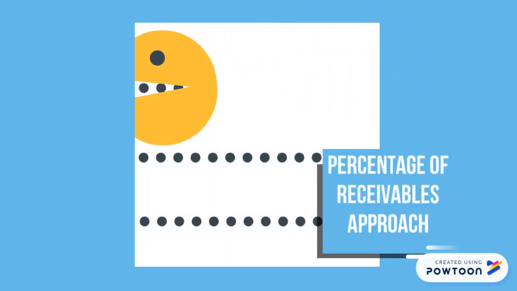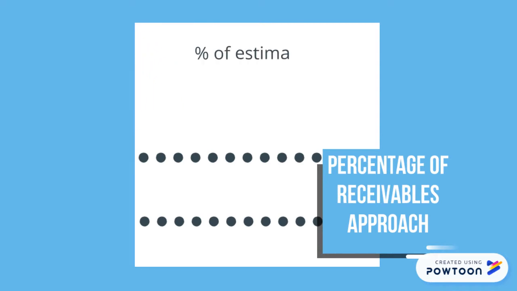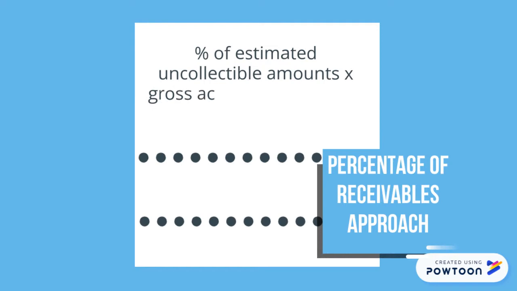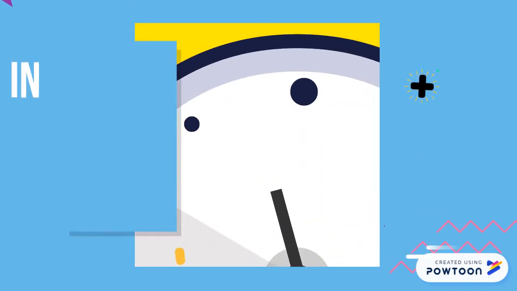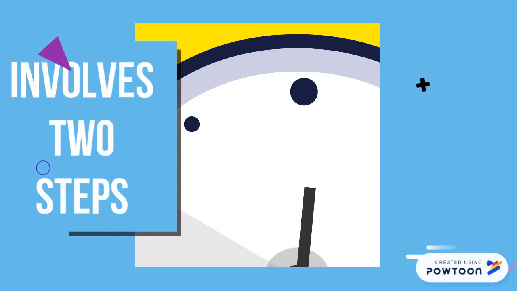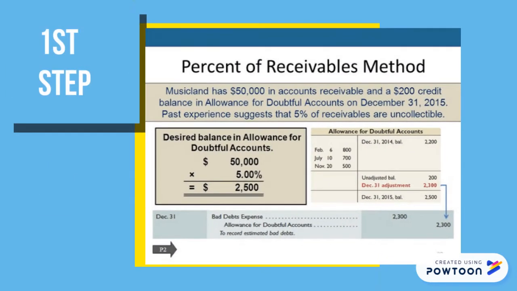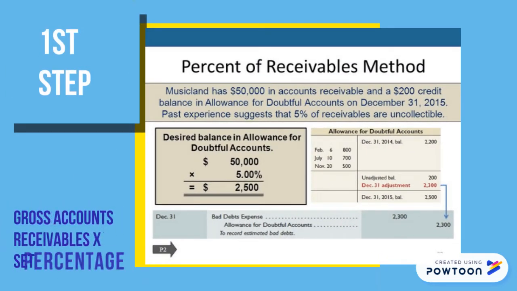Percentage of receivables approach refers to multiplying a percentage of estimated uncollectible amounts by the business's accounts receivable for that period. This approach requires two steps and takes into consideration the balance in the allowance for doubtful debt account. The first step, as seen on the left, is achieved by multiplying the gross accounts receivables by the business's set percentage. In this case, it is $50,000 times 5%.